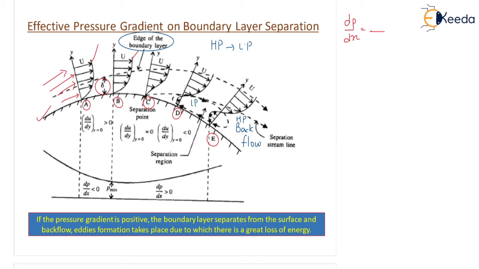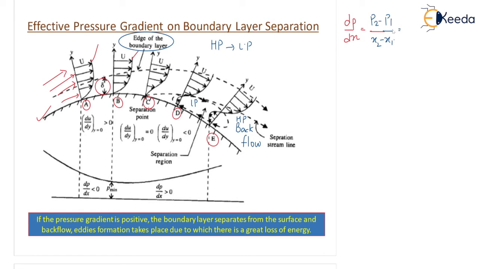Correct. Up to this point C, the boundary layer is attached to the surface. After point C, the boundary layer is separated from the surface because of the positive pressure gradient. So dP by dx is written as P2 minus P1 by x2 minus x1.